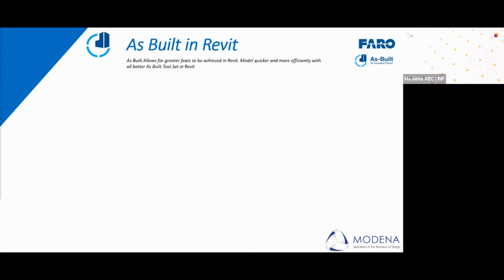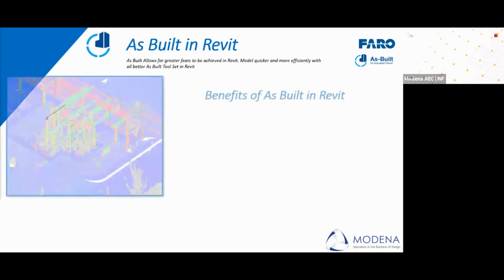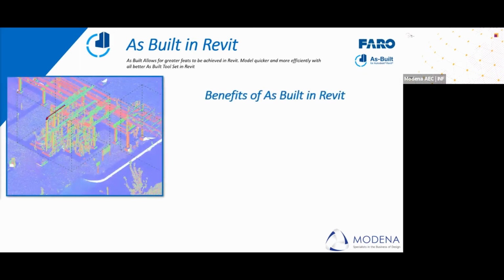So, as pointed out in the video, Revit can only take you so far when you are trying to manipulate your model against the point cloud. So AsBuilt allows for a greater feat to be achieved in Revit. Model quicker and more efficiently with all the better AsBuilt toolsets within your Revit package. So there are some key benefits to utilizing AsBuilt in Revit.